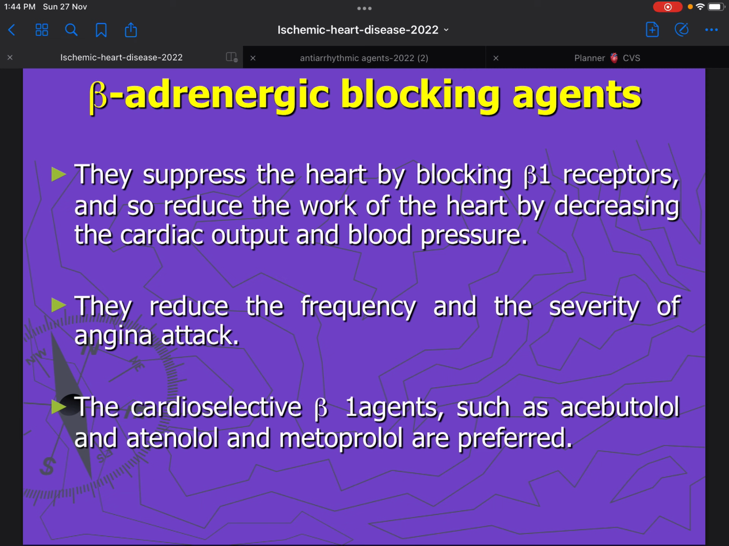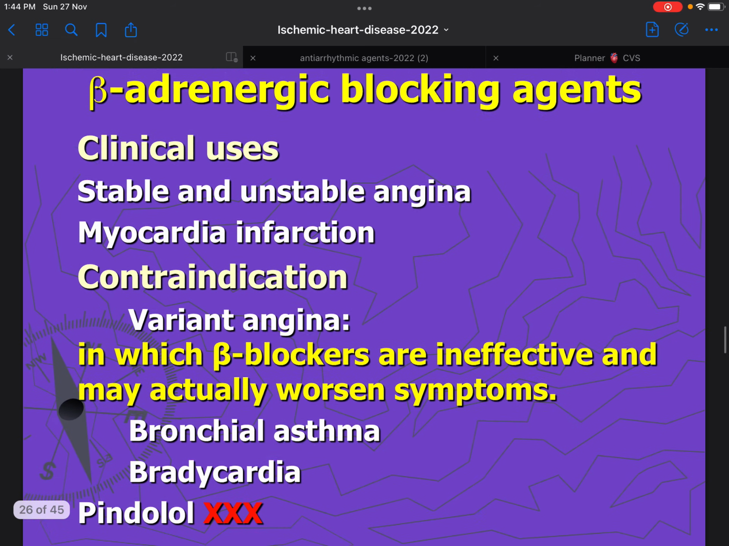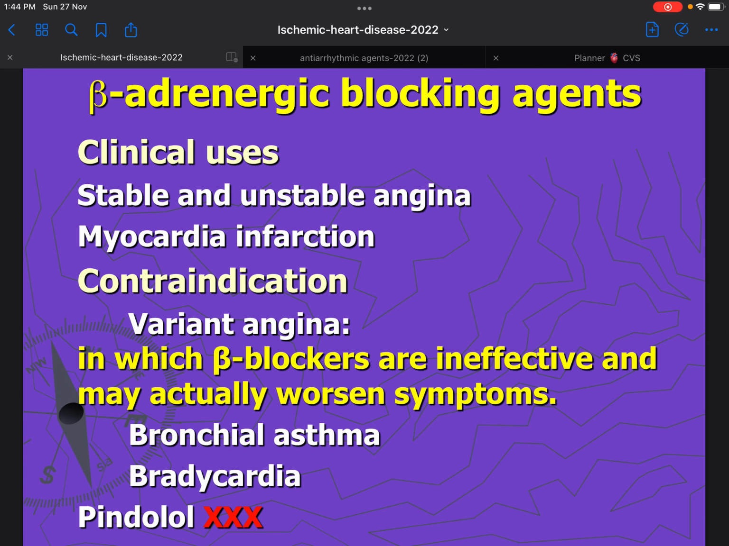So let's go ahead and try to remember these. What are the contraindications for the use of beta-adrenergic blocking agents? Let's start with the indications. It's used mainly to treat stable and unstable angina, and also used to treat myocardial infarction. And the contraindication, the first one, is variant angina. Why is that? We noted that when we use beta blockers for certain kinds of variant angina, the symptoms actually worsen in these patients. Why is that?